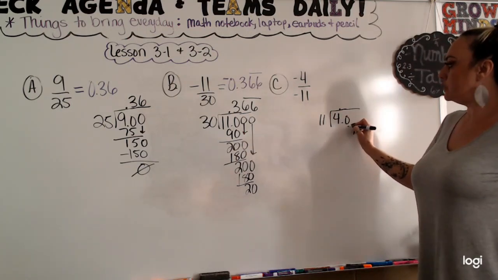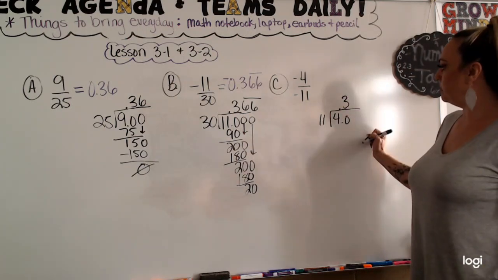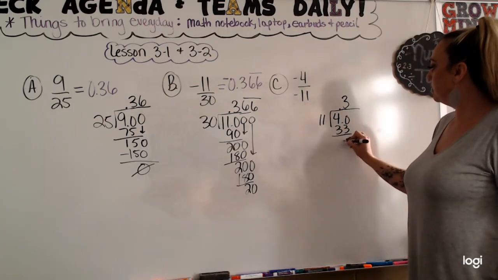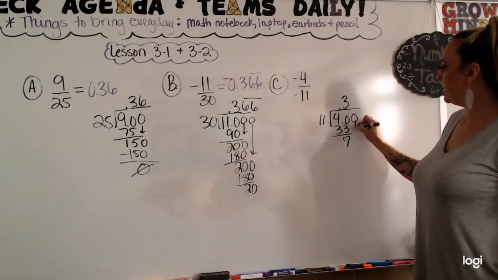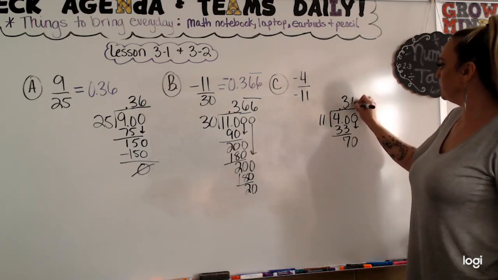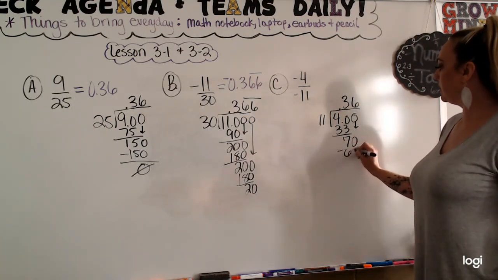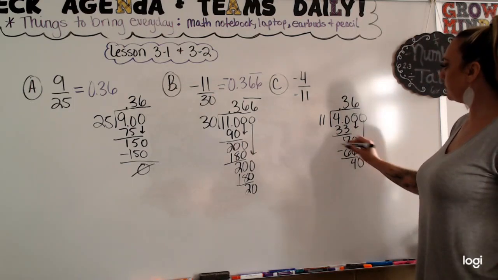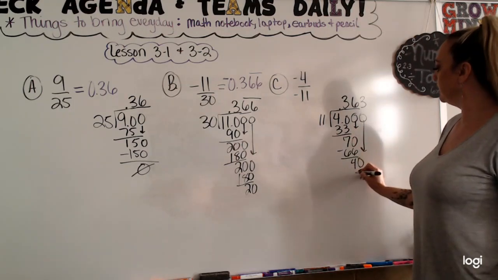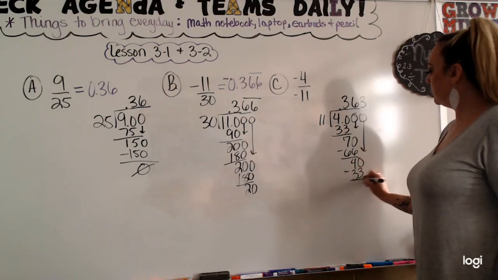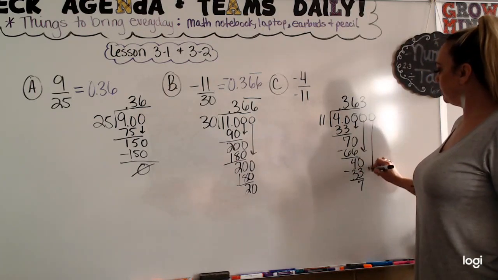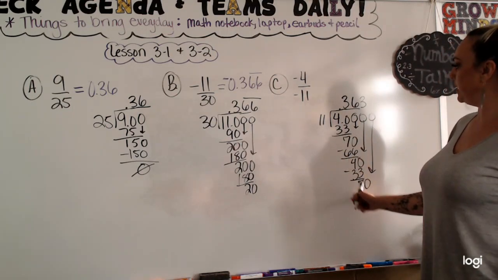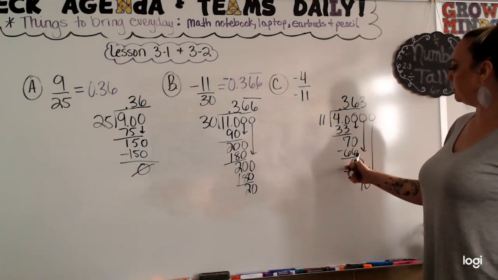11 almost goes into 40 four times, but not quite. It would be 3 times. So 33, we have 7 left over. Add a 0. This would be 6 times. 4 left over. Add a 0. This would be 3 times. 7 left over. Add a 0. Now I hope you're seeing the pattern. Once again, it's starting to repeat. It was 40, 70, 40, 70.